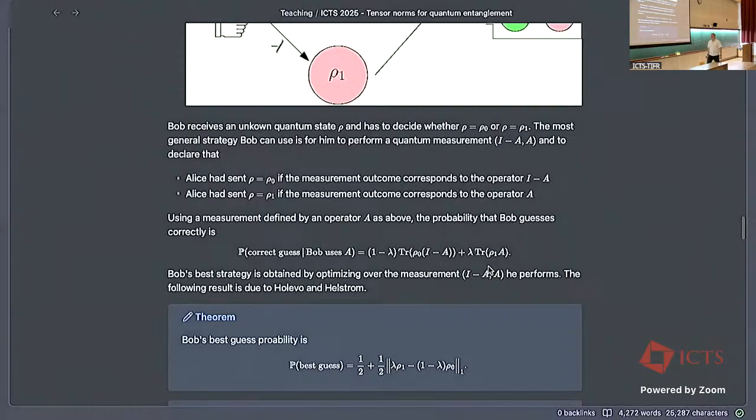So the answer is always 1/2 plus something positive, because Bob can always just not use the state and guess. He gets a probability of at least 1/2, so he should do at least as well as 1/2. And there is this bias, how much better than the trivial guess Bob can do. The bias is given by the norm of a difference. And the important point here is that the norm I should use is the one norm, the Schatten one norm. Good. So let's see how this works.